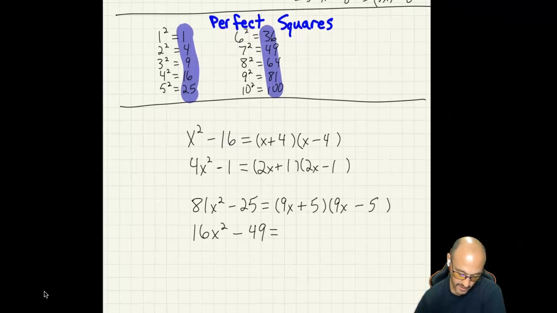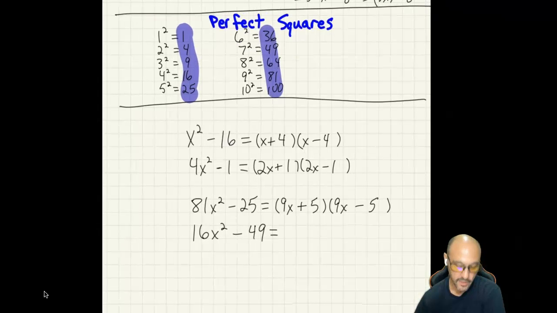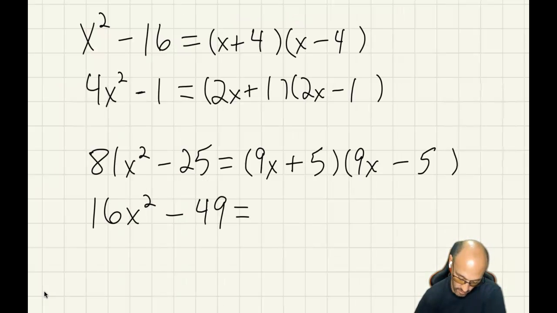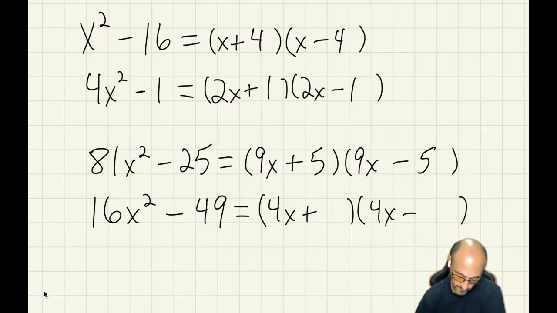And so 16 is 4 squared and 49 is 7 squared. So when we factor, it's going to be two binomials. 16x squared factors into 4x and 4x. Addition and subtraction, and 49 is equal to 7 squared. So we just have those 7s there. And that is it for difference of squares. I hope that's helpful.